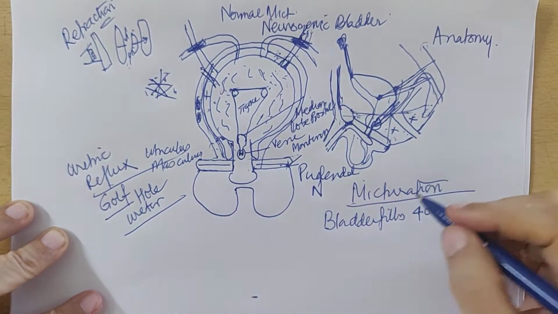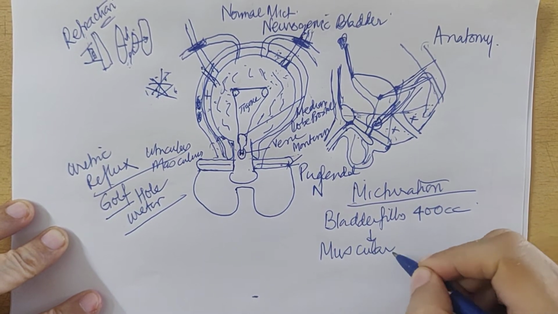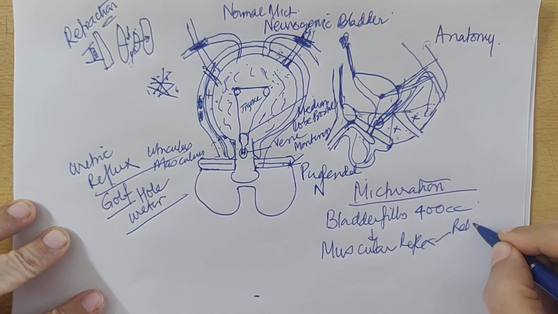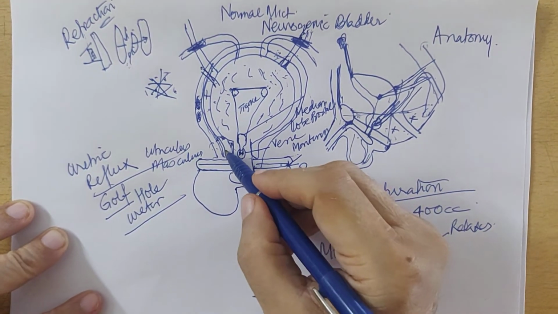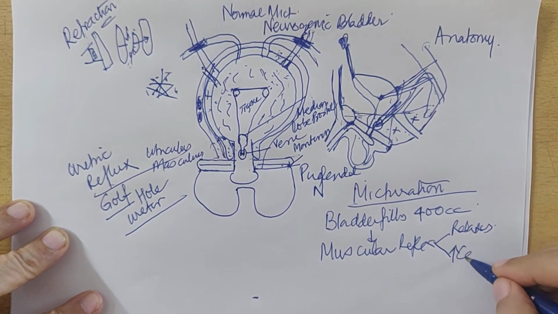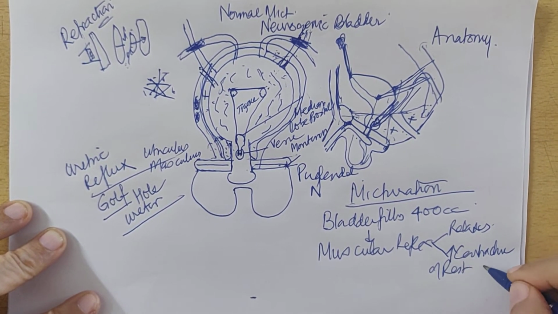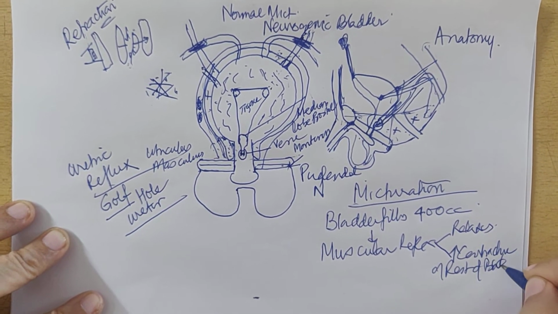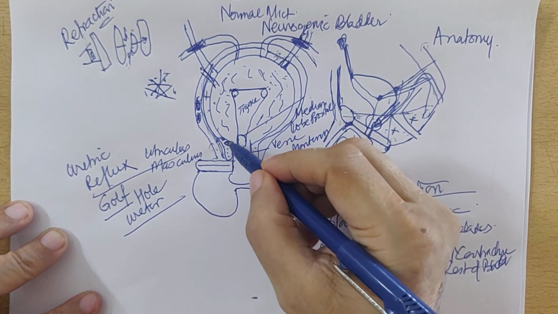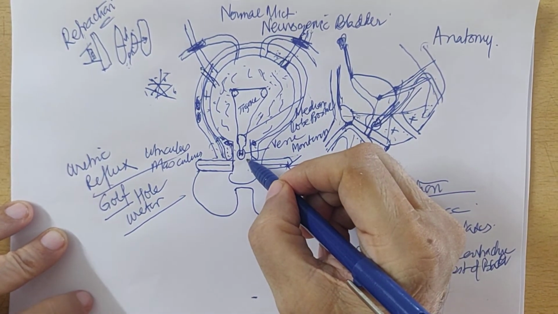As the bladder fills, there is a muscular reflex which relaxes the internal sphincter but increases contraction of the muscle of the rest of the bladder. Now, as that happens, as this internal sphincter relaxes here, some urine trickles into the prostatic urethra.